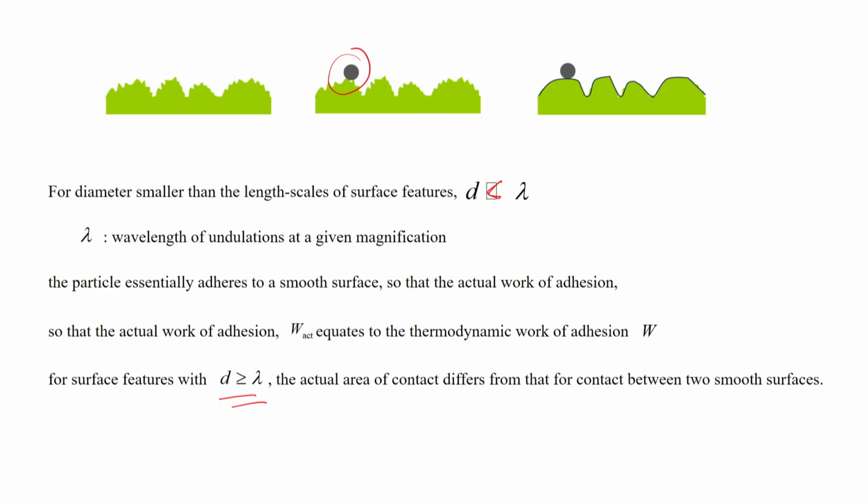What it means is that it is the surface features having dimension smaller than the particle diameter that will affect the adhesion. Otherwise, the actual work of adhesion is equal to the thermodynamic work of adhesion. If it is a smooth surface, then of course the thermodynamic work of adhesion will work. But the features having smaller wavelength will affect the adhesion: for surface features with diameter larger than lambda, the actual area of contact differs from the contact between the two surfaces. So, we will consider it like that.